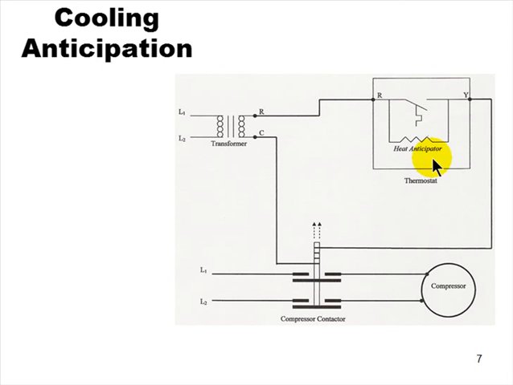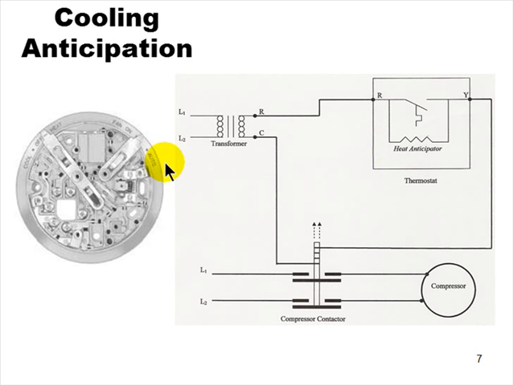Cooling anticipator. The cooling anticipator is not in series. It's in parallel with the load. It does the same thing. It anticipates the fact that you're going to need cooling because the room is getting hotter. And it fakes out the thermostat to call when, if it waited for the room temperature, it wouldn't. Because it's in there all the time, it's constantly generating heat on the thermostat mechanism.